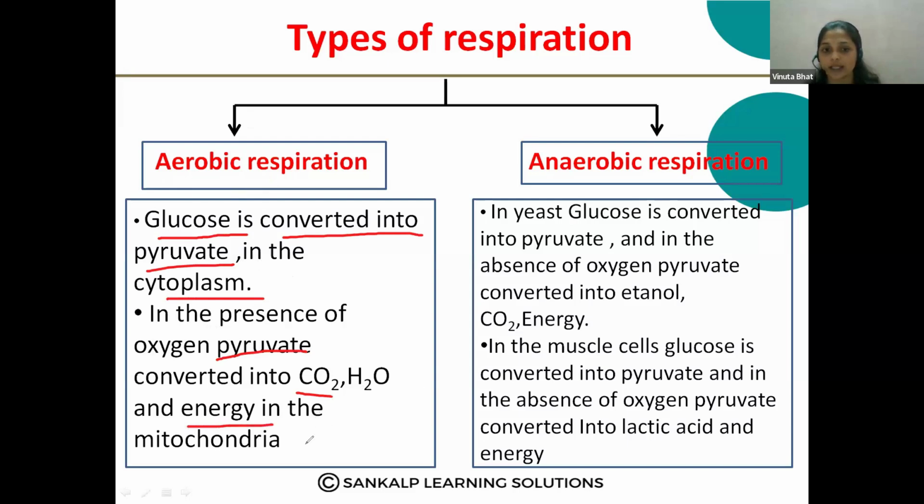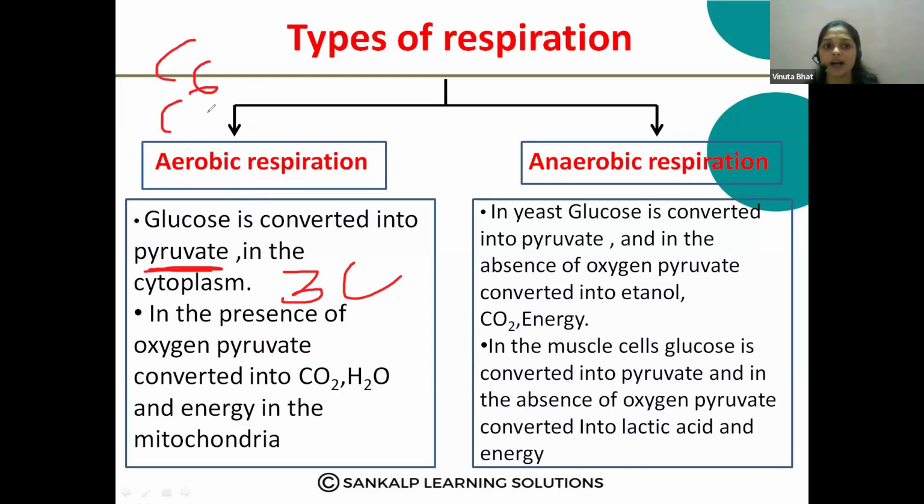Glucose is converted into pyruvate in the first step. What is pyruvate? It contains 3 carbon molecules. Glucose has 6 carbon molecules, whereas pyruvate has 3 carbon molecules.